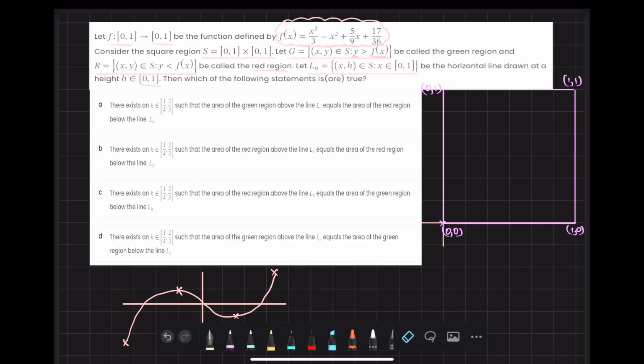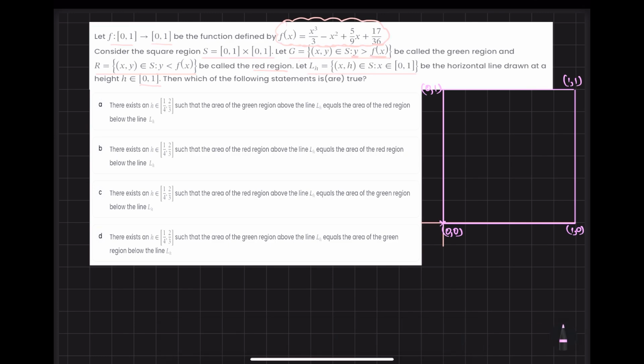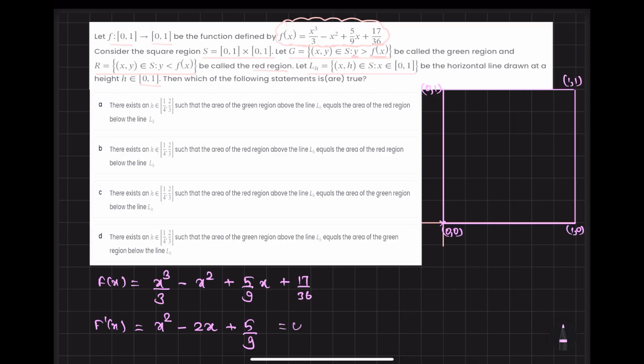Let's find out the critical points. Critical points means points at which the graph will change its direction. We get critical points by using first order differentiation. So we have f of x as x cubed by 3 minus x square plus 5 by 9 x plus 17 by 36. Let's do the differentiation to find the critical points. We will do dy by dx equals 0. Now this is 3x square, so the 3 is gone, and we are left with x square minus 2x plus 5 by 9. So this is the first order differentiation. If we equate it with 0, we will get the critical points.